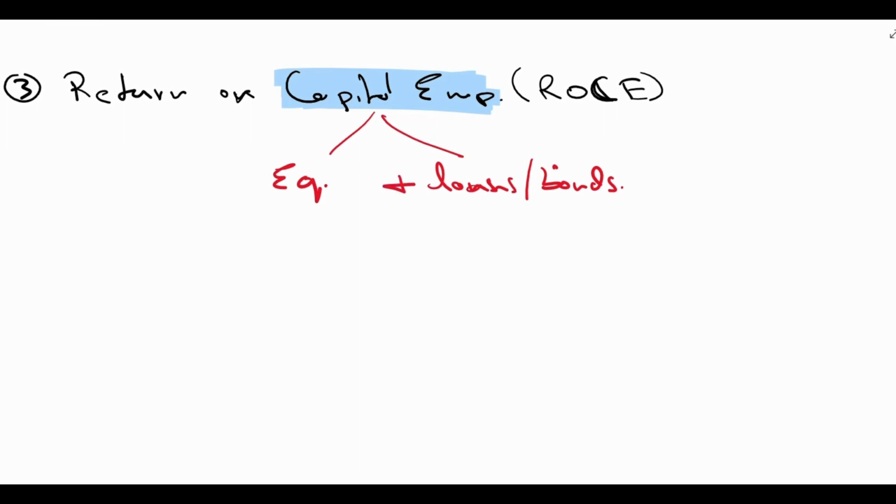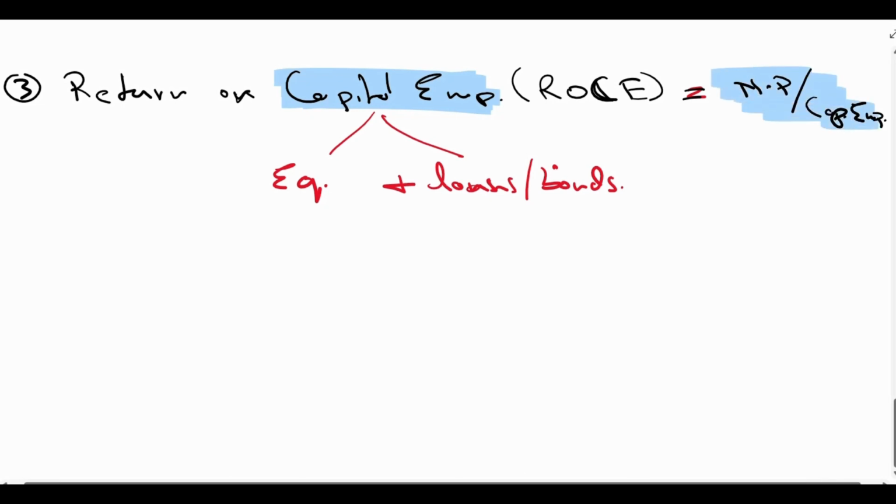Now, this tells us that with a total capital of this much, we are able to generate this amount of revenue. The profit would be the net profit, this amount of profit. So the formula for this one is again net profit divided by capital employed. Net profit by capital employed. So yeah, now I'll introduce you to one more ratio.